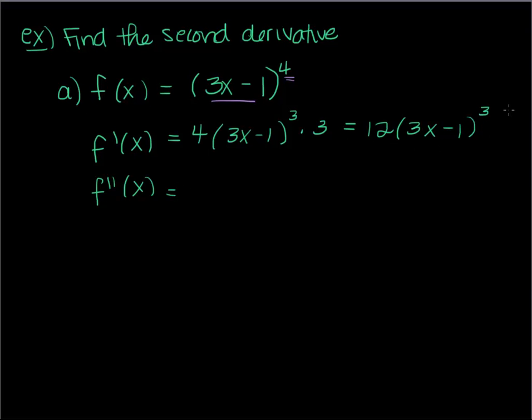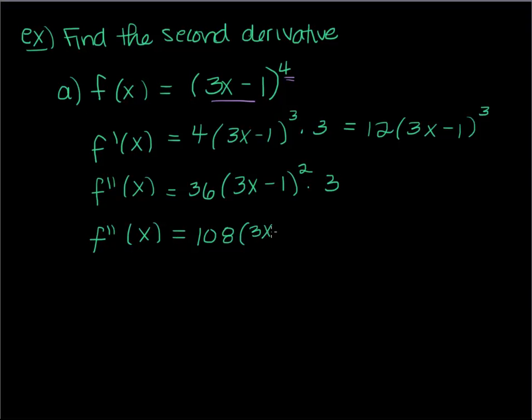I'm going to bring the 3 down and multiply it by the 12. That gives me 36, I think. And then I still get the 3x minus 1, and I still take 1 away. That's what the general power rule tells me to do: leave the inside, take 1 away, and then don't forget to multiply by the derivative of the inside. So my final answer, f double prime, which means the second derivative of f, is a number, I think 108. Probably. And that's my final answer here.